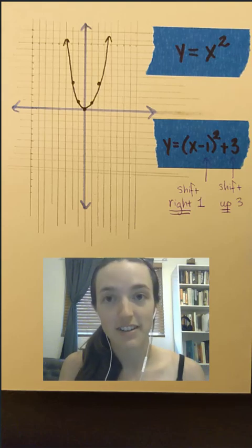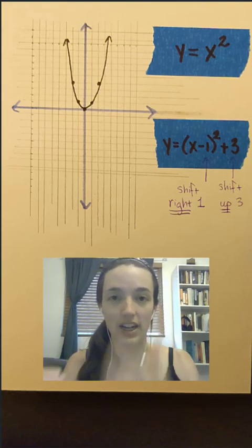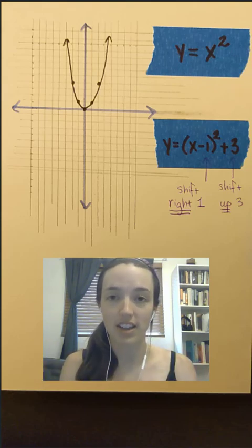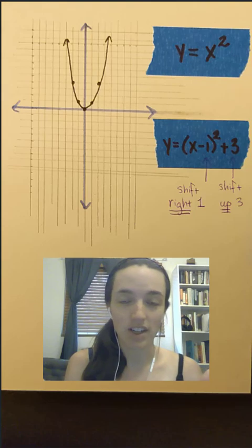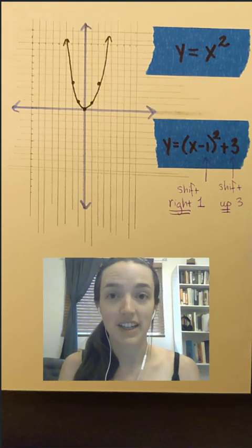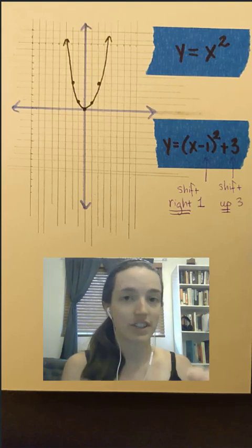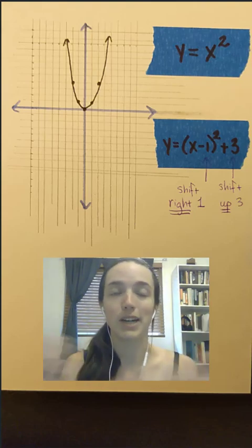So the next thing you're going to see me do is redraw the x and y axis based on those shifts. So I'm going to use a highlighter to redraw the x and y axis, right 1, up 3. Once I've done that, I can draw my parabola exactly like I did before. It's just shifted to this new x and y axis.